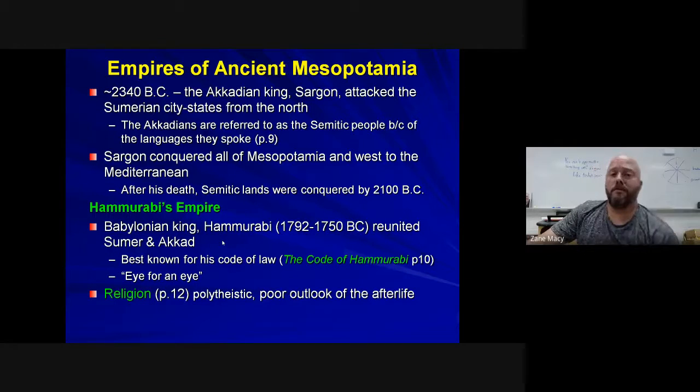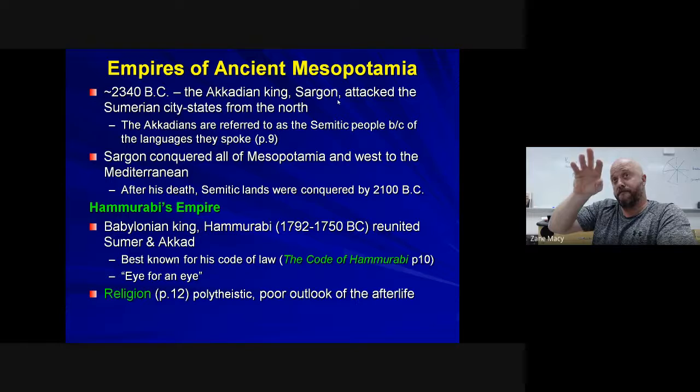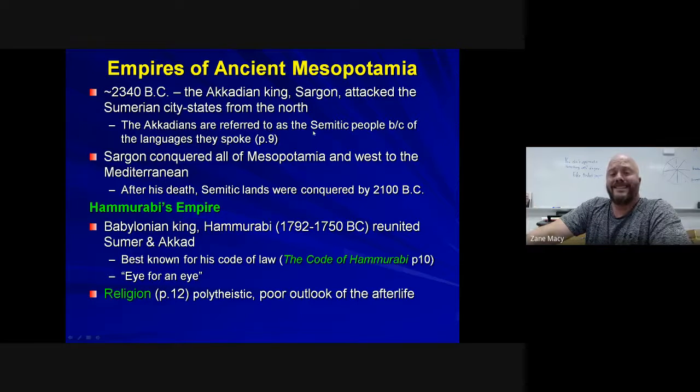Around 2340 BC, and these records come more from later groups that followed the Akkadians than actual Akkadian records themselves, but they do still have some samples in different places. Around 2340 BC, the kingdom of Akkad, its ruler Sargon, ends up attacking the Sumerian city-states from the north, again out of modern-day Syria, maybe the westernmost part of Iran. The Akkadians are referred to as the Semitic people because of the languages they spoke.